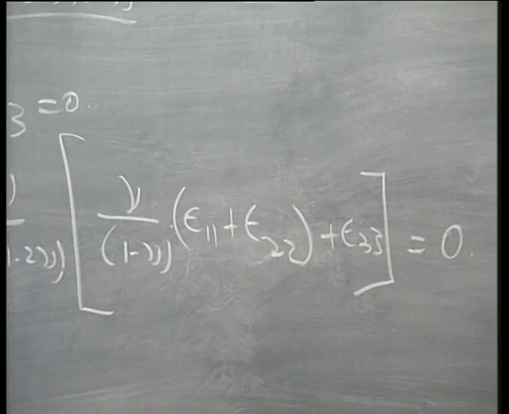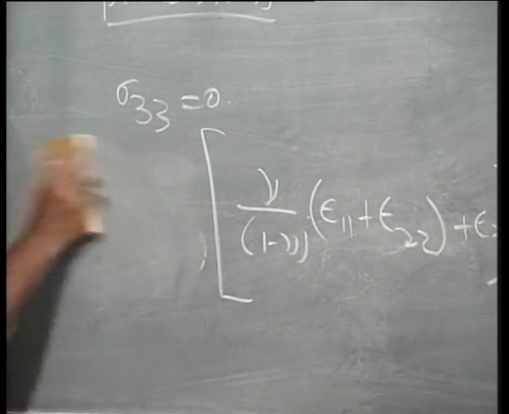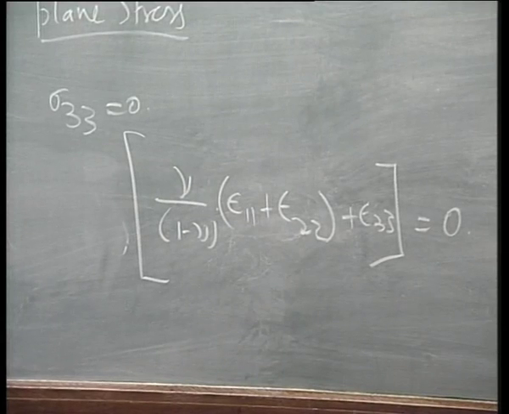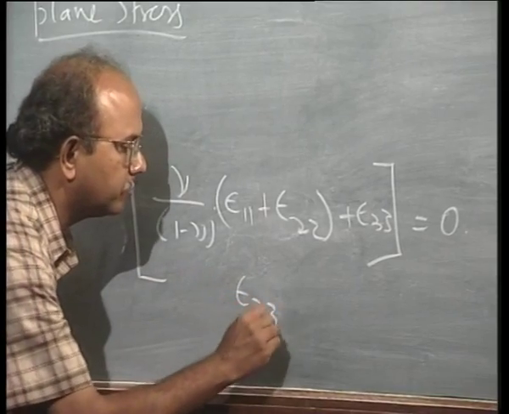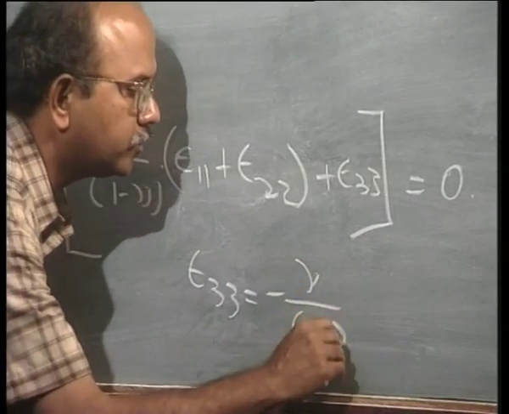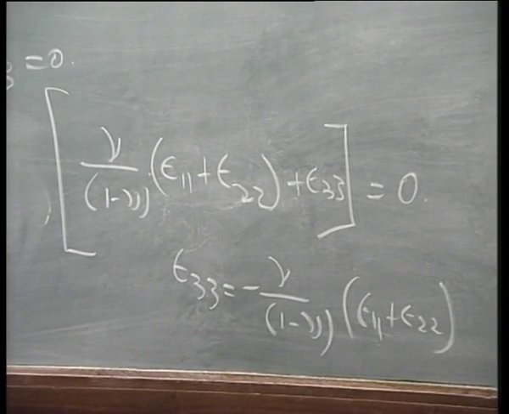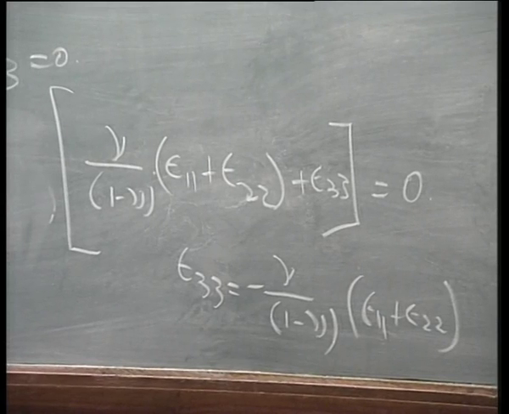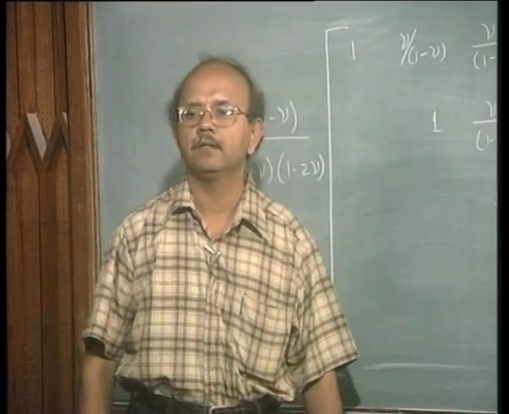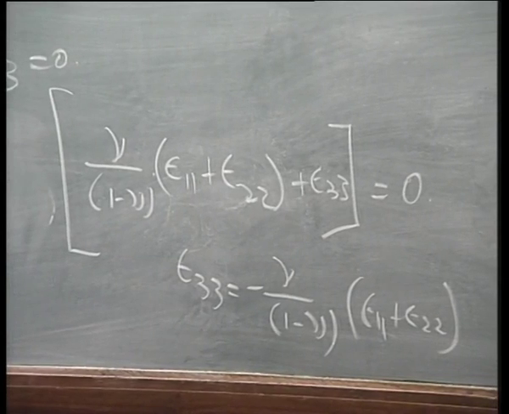Is that clear? Okay, just that term alone, which means that I can say that it is equal to 0, okay, which means that epsilon 3 3 is equal to minus nu into 1 minus nu into epsilon 1 1 plus epsilon 2 2. Is that clear? Okay. Now what is my next step? I have to substitute for epsilon 3 3 whatever I have got here, nu into minus nu into 1 minus nu into epsilon 1 1 plus epsilon 2 2.